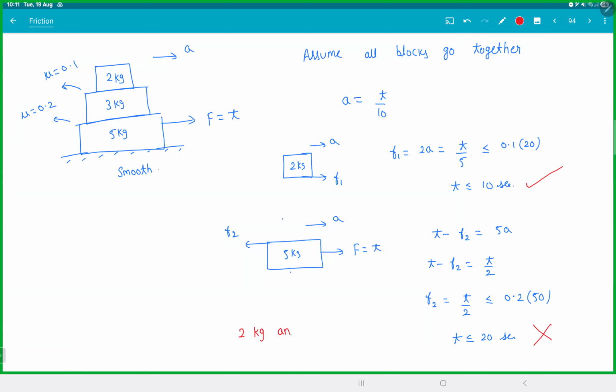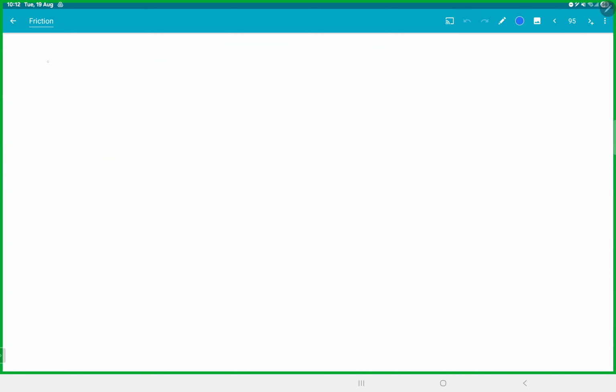So 2 kg and 3 kg slip first. That means 3 and 5 will still go together. So for t greater than 10 seconds, the 2 kg slips and the 3 and 5 kg go together. I could also get a scenario where the 3 kg slips and 2 and 3 go together. That also can be done. Same thing, a different combination, but the story is the same.